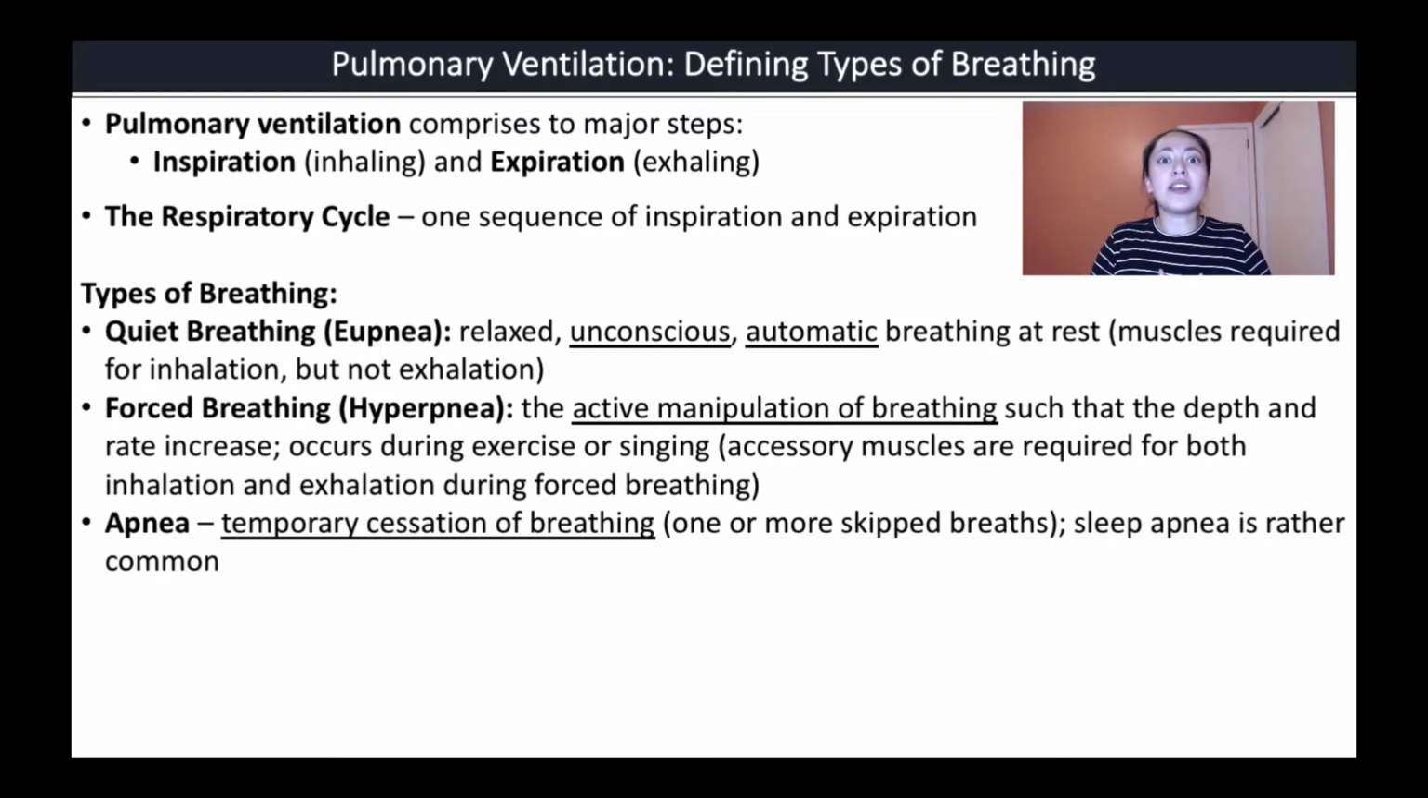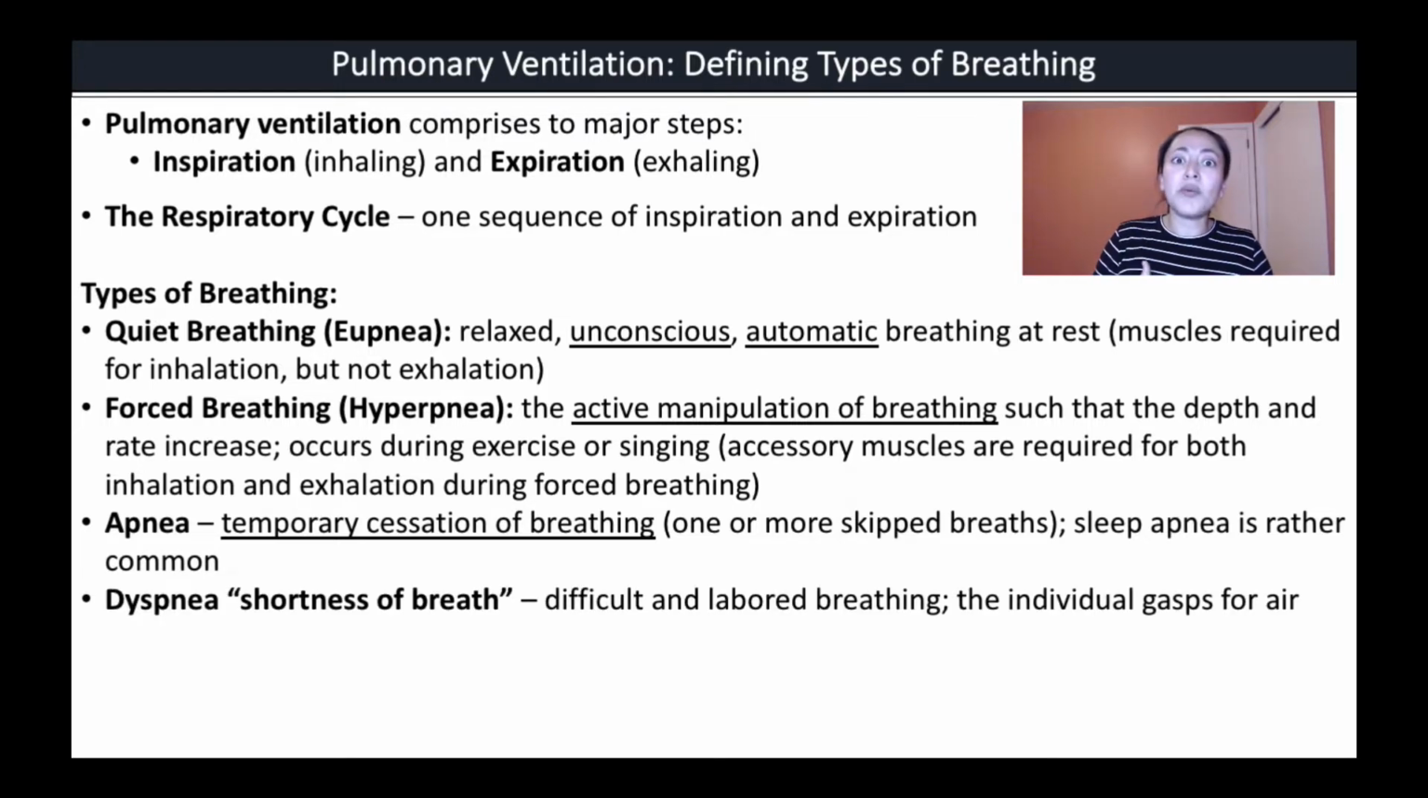Another type of breathing is called apnea. A means without. So this means without breathing. So this is whenever somebody undergoes temporary cessation of breathing. So they might skip a breath every once in a while when they're breathing. This typically happens when certain people are sleeping. Sleep apnea is actually rather common, especially in people that are overweight.